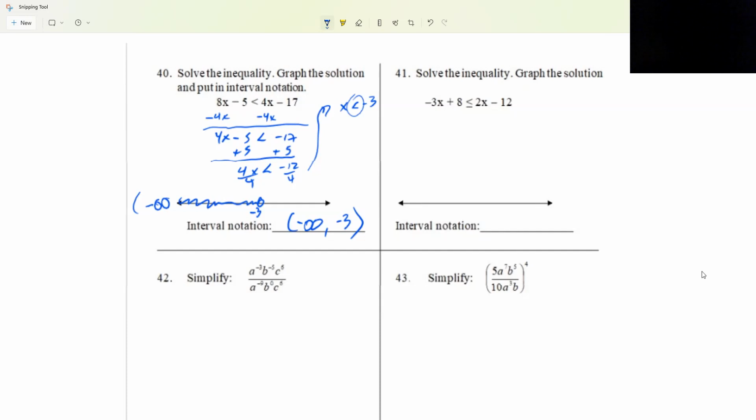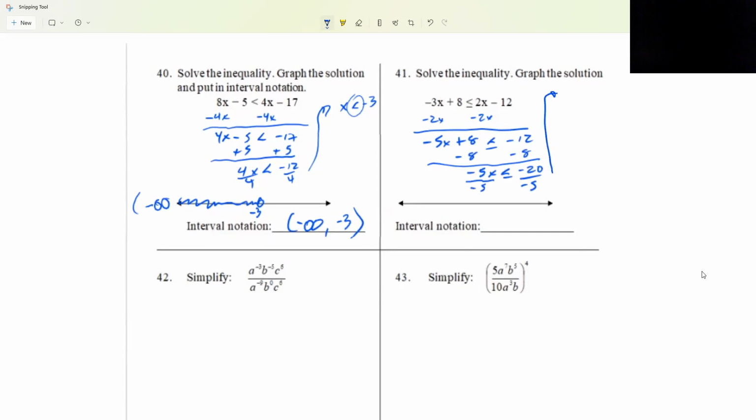I'm going to go ahead and do this a couple of different ways. The first way is to say, hey, I'm going to subtract 2x from both sides. All right, that's going to give me negative 5x plus 8 less than or equal to negative 12. So let's subtract 8. That's going to give me negative 5x less than or equal to negative 20. Then I'm going to divide by negative 5.